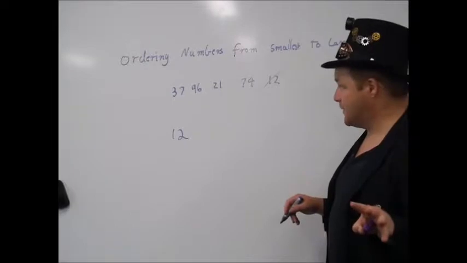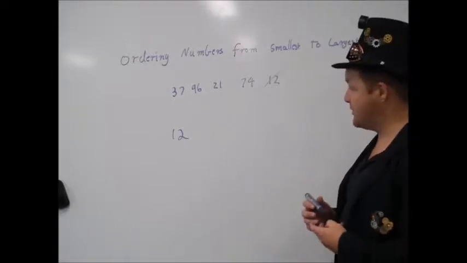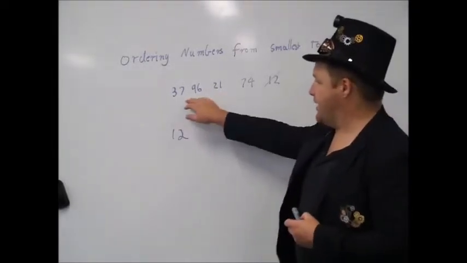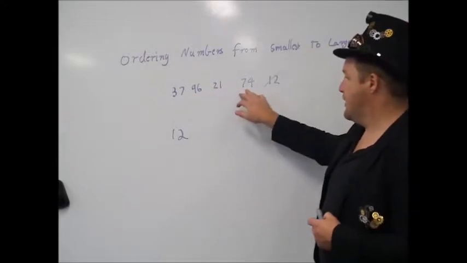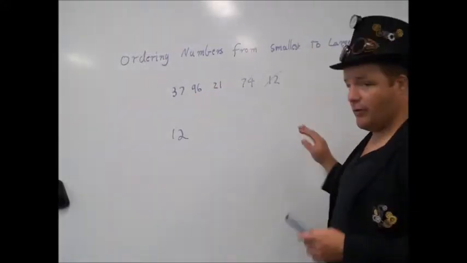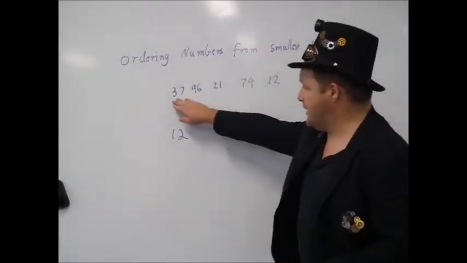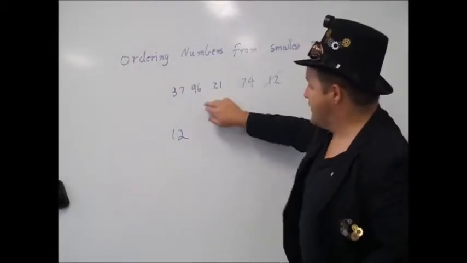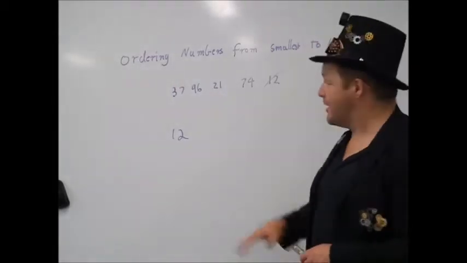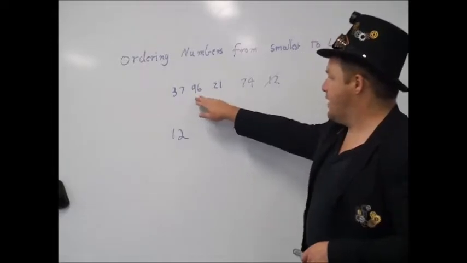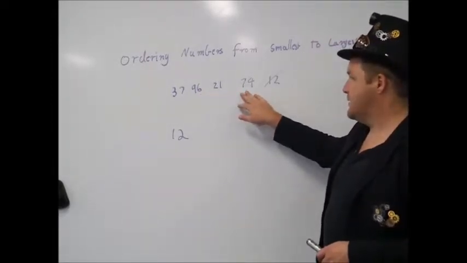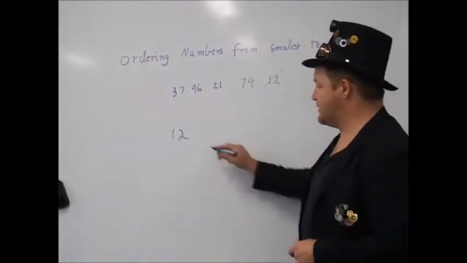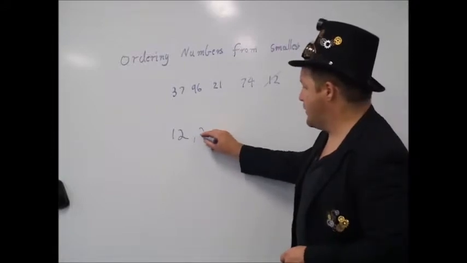Next, we're only looking at the tens column, so I have 3, 9, 2, and 7 left. Now, out of all these, remember, I'm only looking at the tens column. The second column hasn't even come into account yet. So, 3, 9, 2, 7. 2 is actually the next one. So I'm going to put a comma here. I'm going to write my 21.